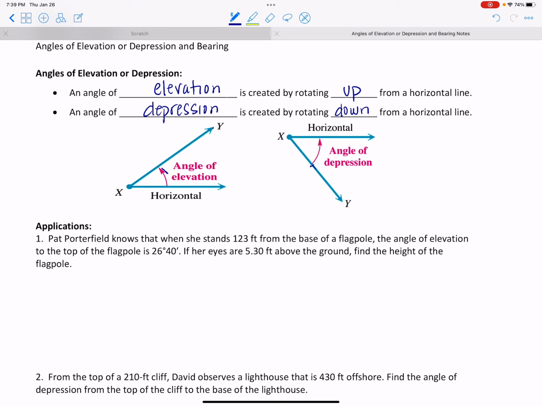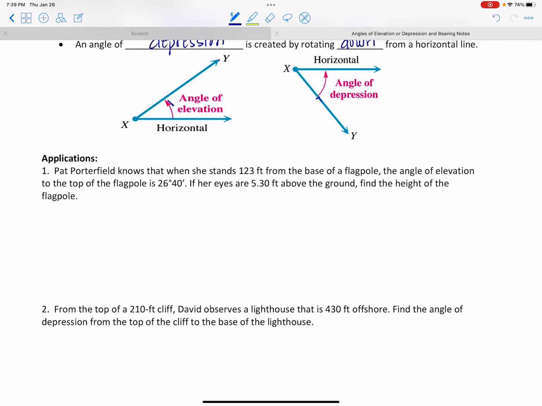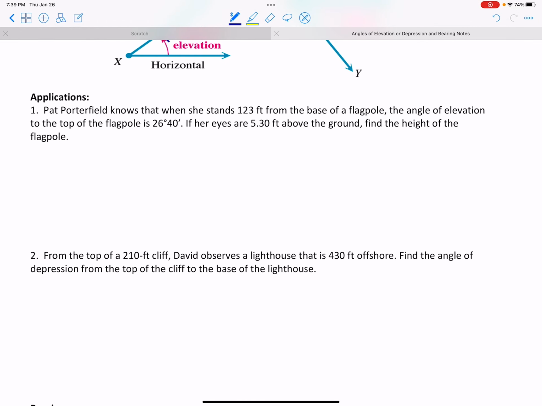Okay, so let's look at a couple of examples where we might be able to use the new terminology and hopefully some old skills to solve. So number one, Pat Porterfield, nice name, I just took this out of a book, knows that when she stands 123 feet from the base of a flagpole, the angle of elevation to the top of the flagpole is 26 degrees 40 minutes. If her eyes are 5.30 feet above the ground, then find the height of the flagpole.